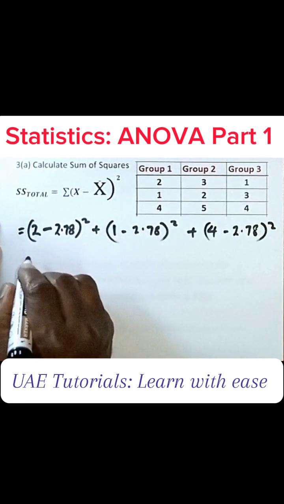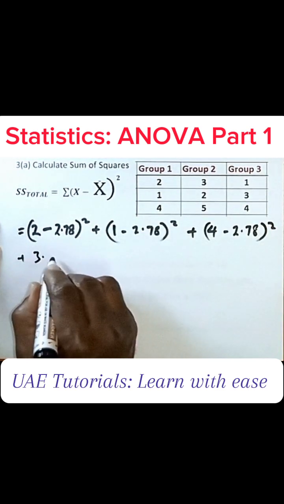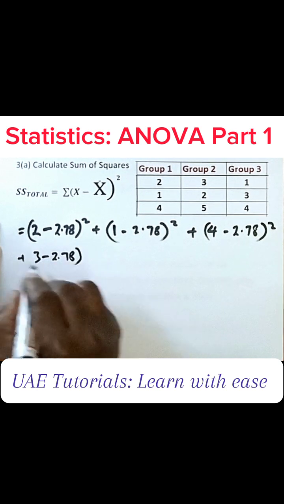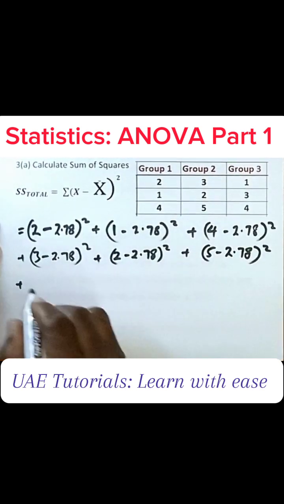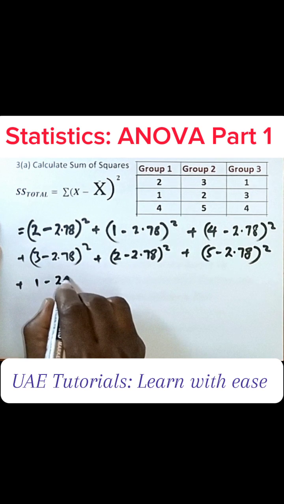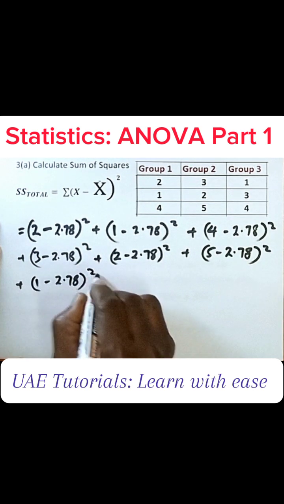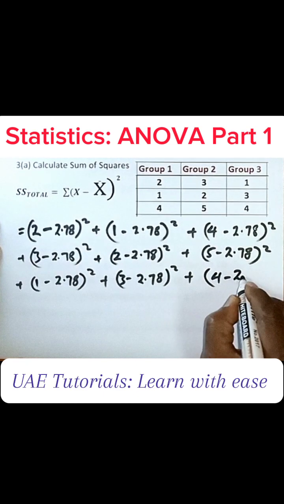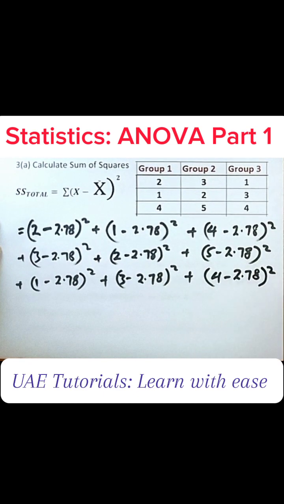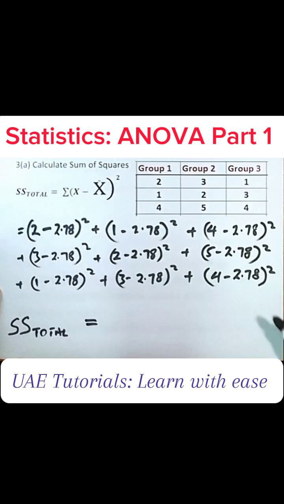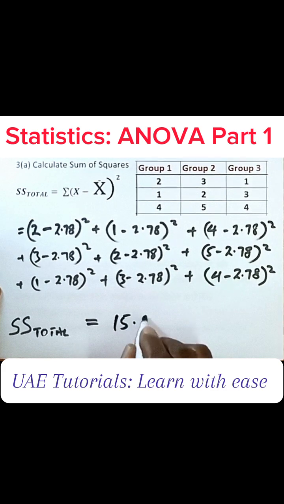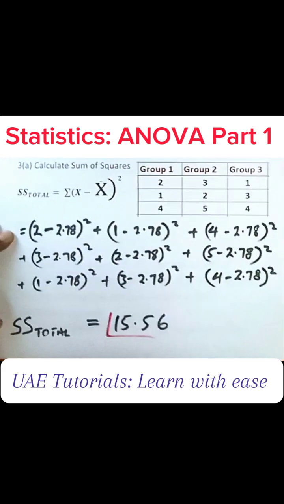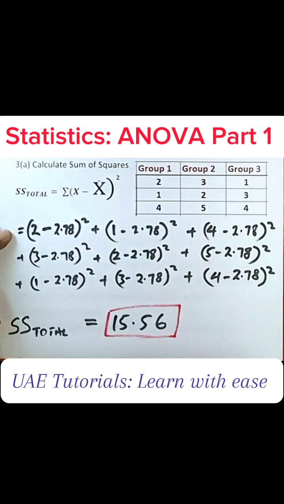You come to group 2, plus 3 minus 2.78, square it. I'm coming to group 3 now. 1 minus 2.78, you square it. And finally 4 minus 2.78, and then you square it. If you do all of this meticulously, you will see that the sum of squares total will give you 15.56. So this is an important result.